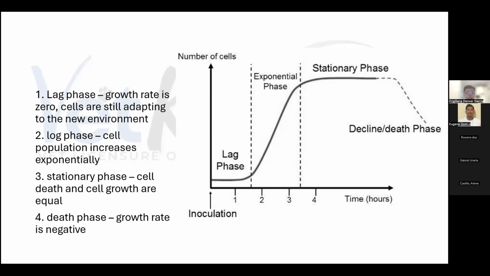So if you use antibiotics which inhibit the growth of microorganisms along with those that are inhibiting cellular processes, magkakaroon ka ng antagonistic reaction. Yan. Next, we have stationary phase. Death and growth is equal. So, stable na yung population ng mga bacterial cells natin.